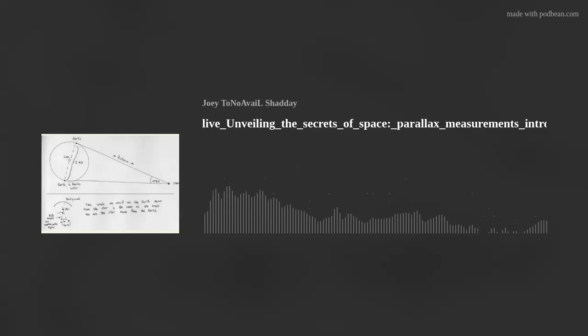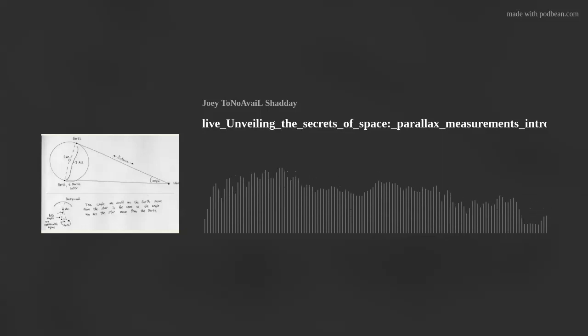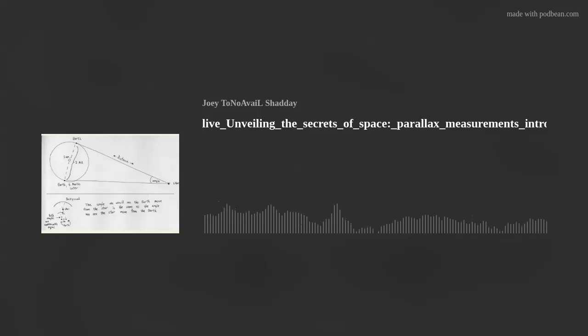To overcome this limitation, space-based observatories like Hubble and Gaia have been invaluable. Free from the Earth's atmosphere and closer to space-based objects, these platforms provide more precise parallax measurements.